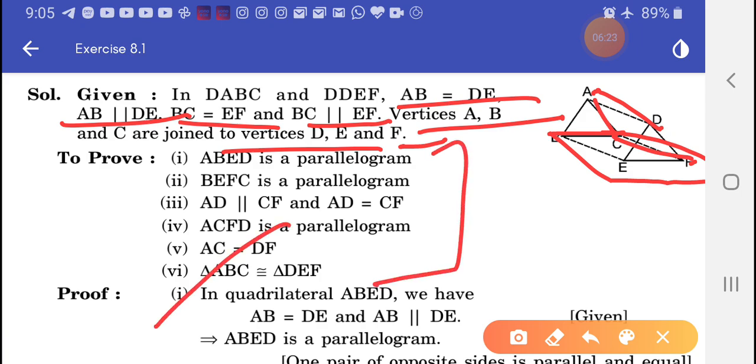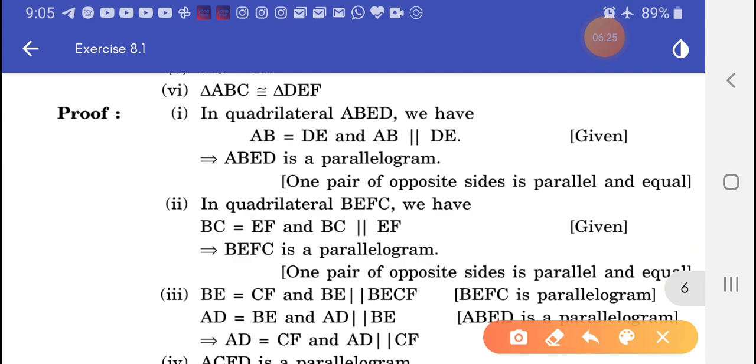First of all, first part: here we have AB and ED, we have AB equal to DE and AB parallel to DE, given.